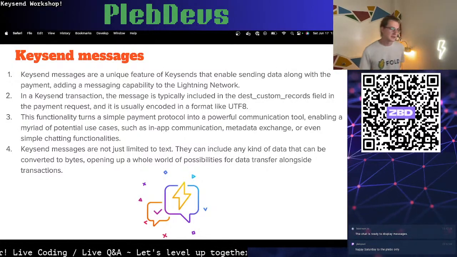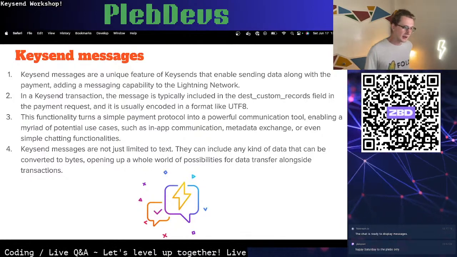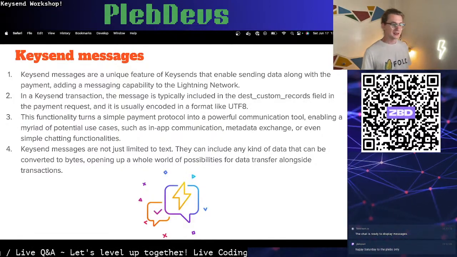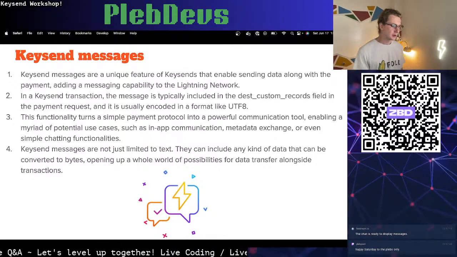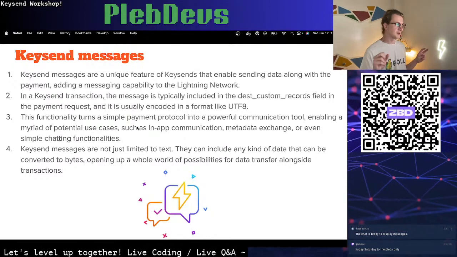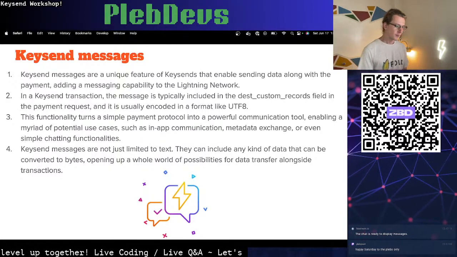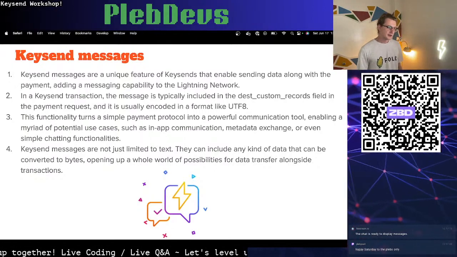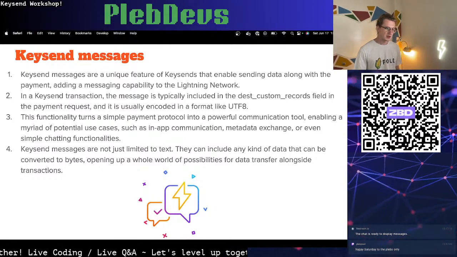So, Keysend messages. We've talked about Keysends. Messages on Keysend is a pretty unique feature. We can basically send data along with a payment, adding a messaging capability. So in a Keysend transaction, the message is typically included in the dest custom records field. We'll look at this later. It's just a field on the payment request, and is usually encoded in a format like UTF-8. This functionality turns a simple payment protocol into a powerful communication tool. It enables a lot of use cases.